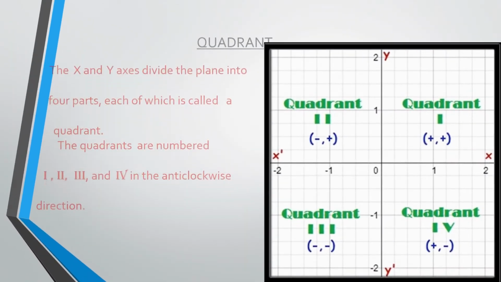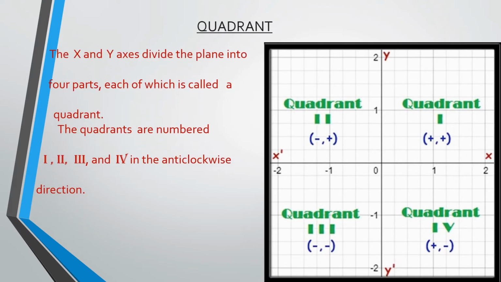And what is a quadrant? On the x-axis, the positive numbers are shown to the right of 0 and the negative numbers are shown to the left of 0. On the y-axis, the positive numbers are shown above 0 and the negative numbers are shown below 0. The x-axis and y-axis divide the plane into 4 parts, each of which is called a quadrant.